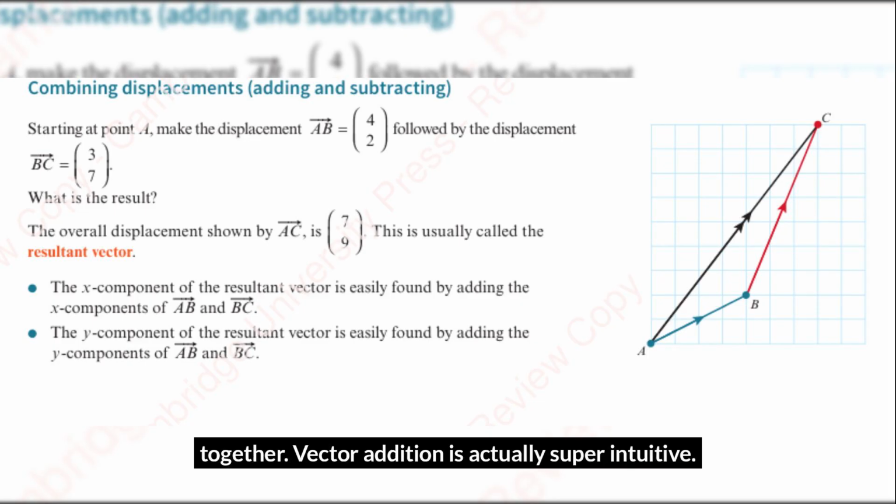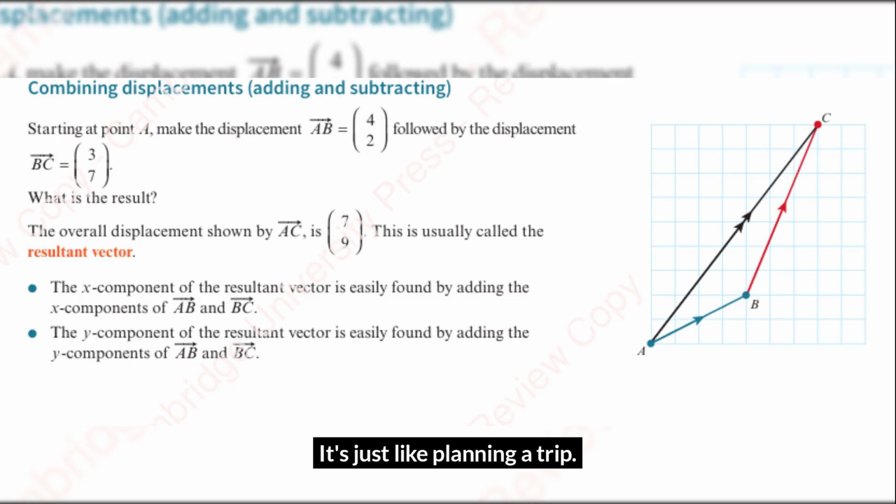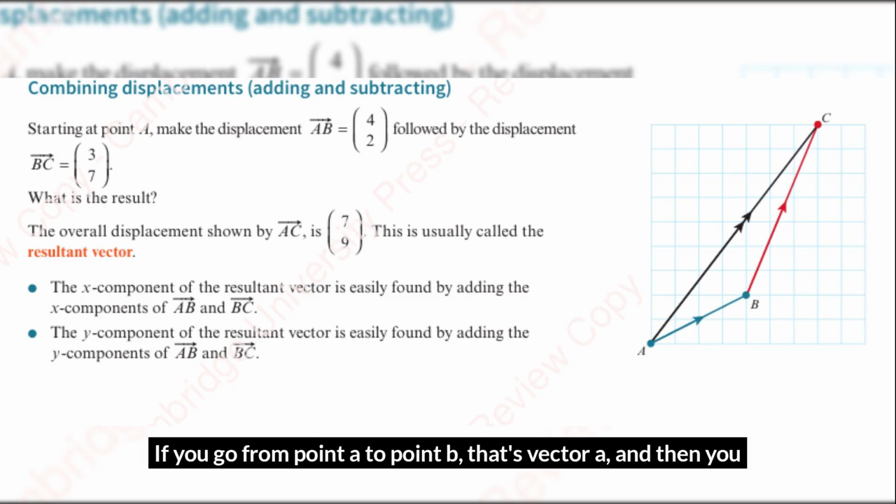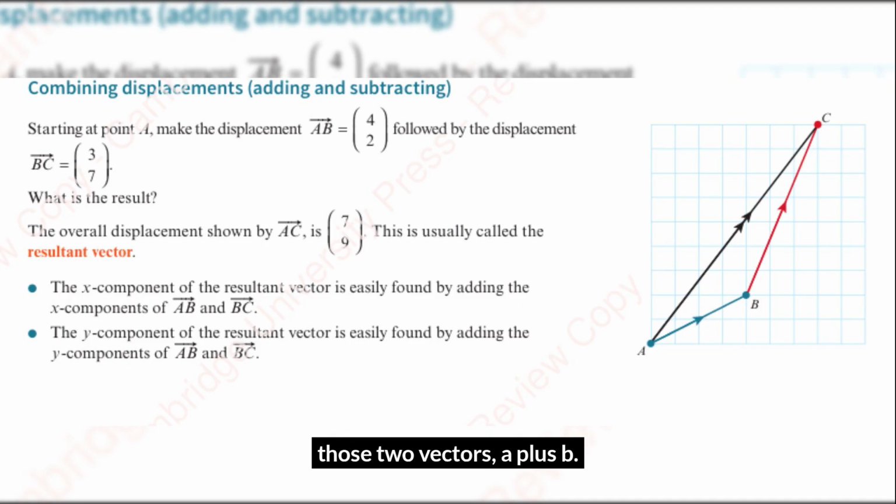Vector addition is actually super intuitive. It's just like planning a trip. If you go from point A to point B, that's vector a, and then you go from B to C, that's vector b, then your total trip from where you started at A to where you ended up at C is just the sum of those two vectors, a plus b.